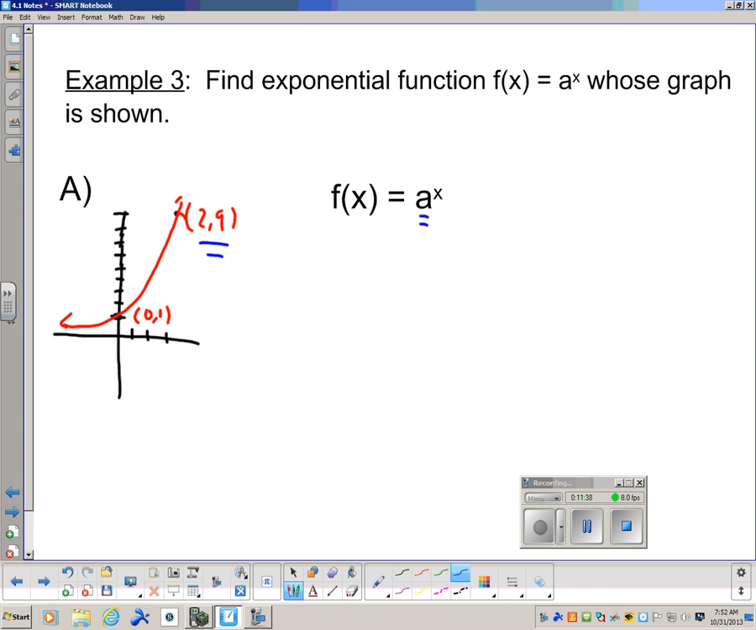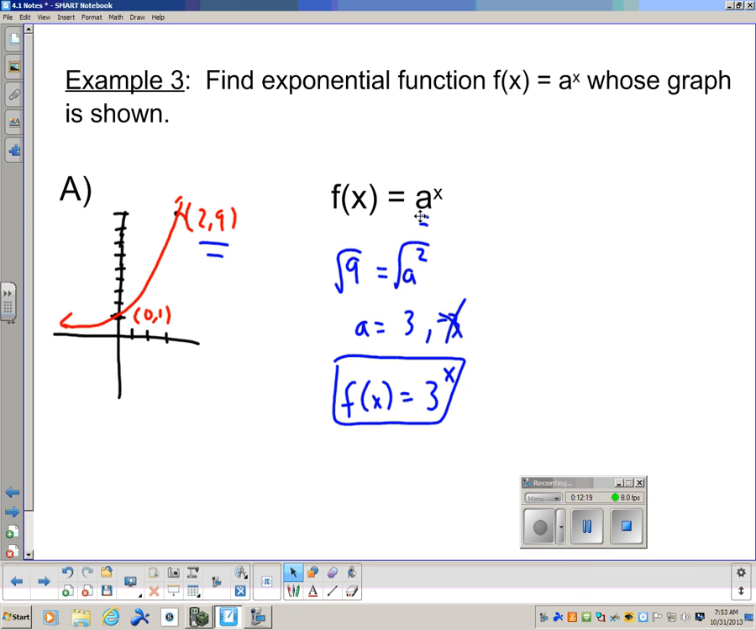It's 2, 9. So I'm going to plug in 9 over here for f of x, because that's like my y value, and I'm going to plug in 2 here for my x value there, and I get 9 equals a squared, and now I can simply solve for a. So if I solve for a here, I can take the square root, end up getting a equals 3 and -3. But the -3, it's a growth graph there, so a can't be that, it's got to be 3. So we end up getting f of x equals 3 to the x. And we're done. So just taking that nice ordered pair 2, 9 and plugging it into our function there.